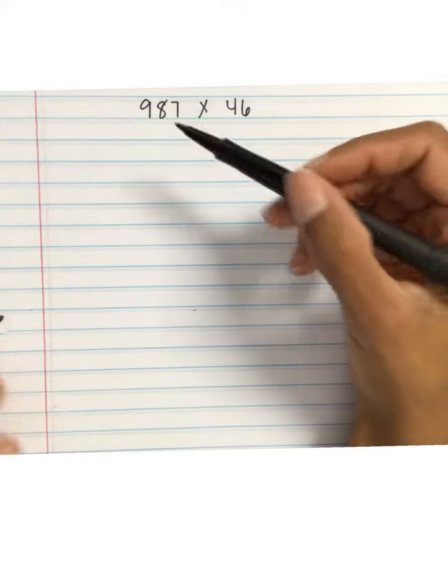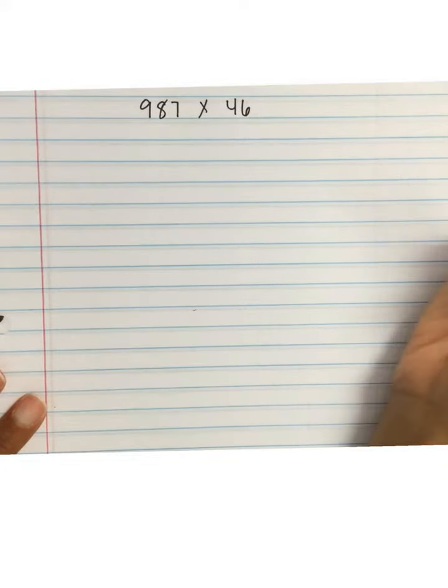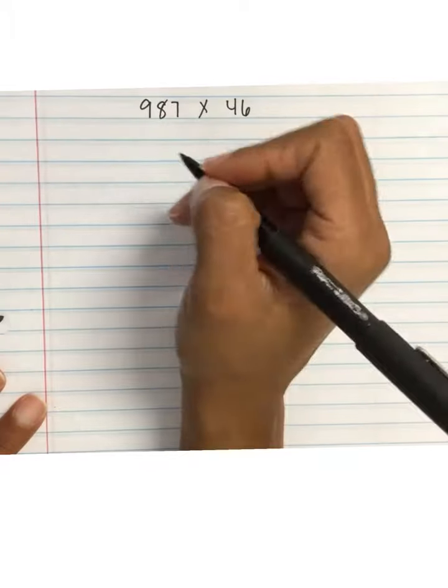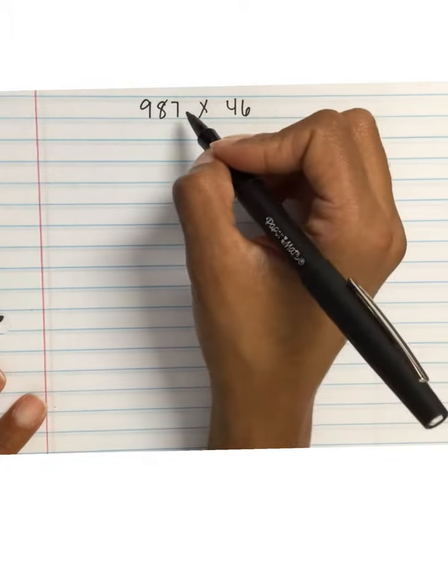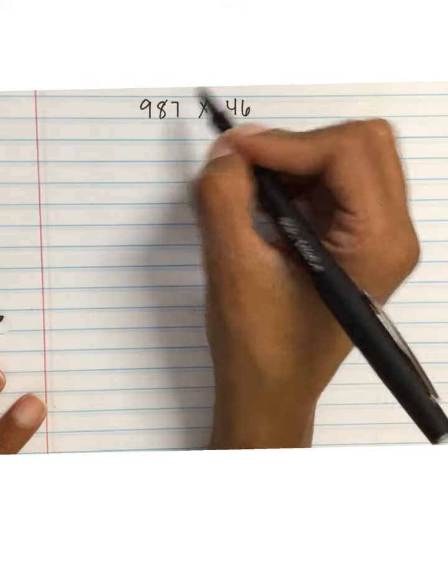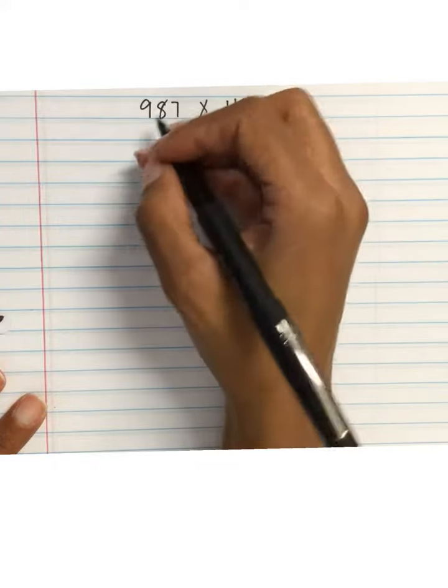Okay, we are multiplying 987 times 46. And my first step is going to be to draw a rectangle big enough to fit my biggest number, or the number with the most digits. So since I have 3 numbers, I need 3 columns.